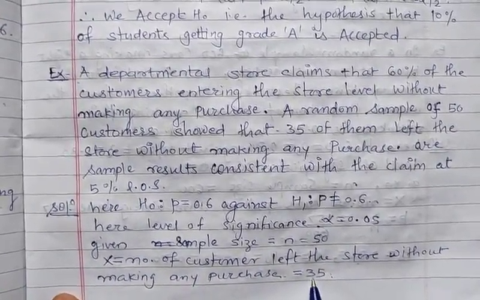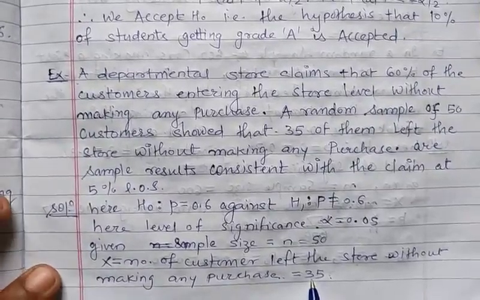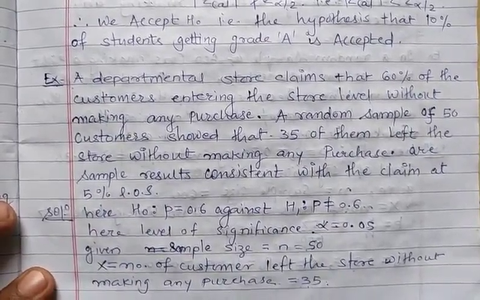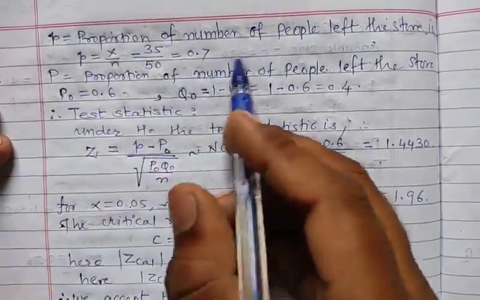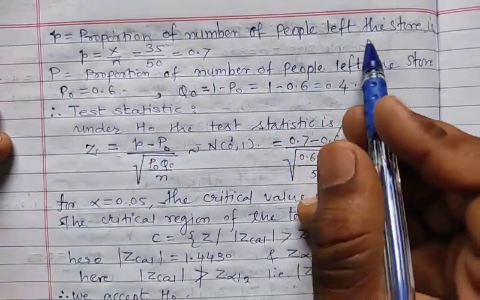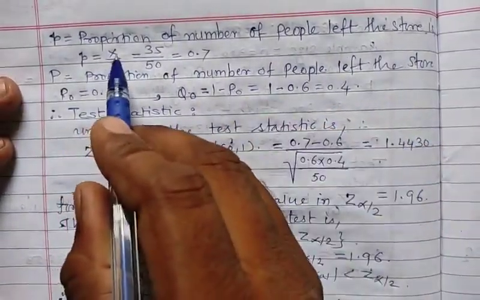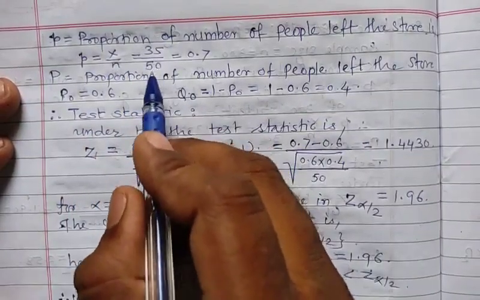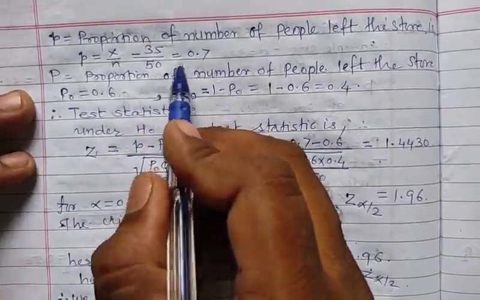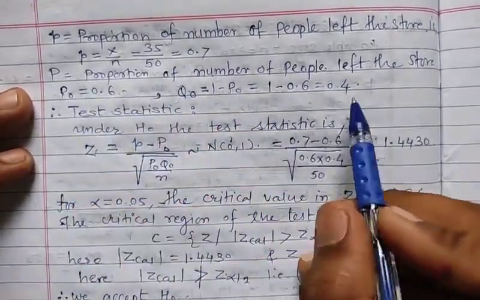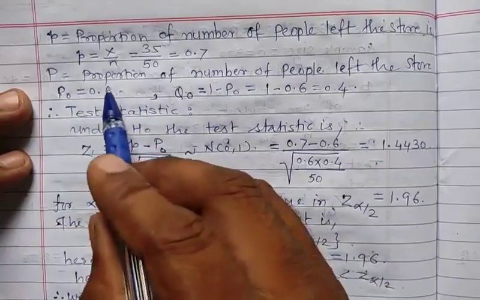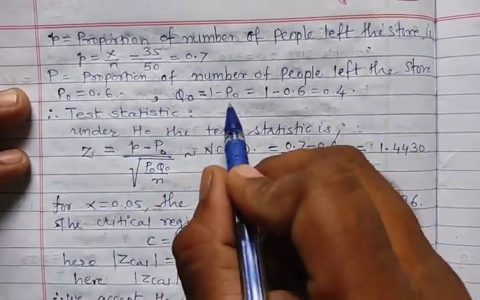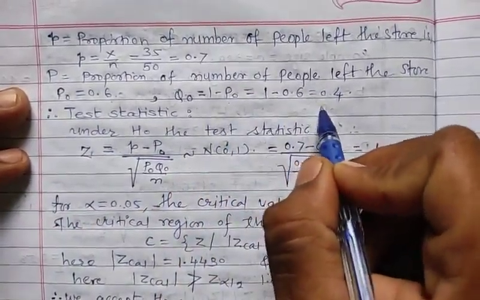Now from that value we calculate small p. Small p is calculated using the formula x by n. So the value of x is 35, n is 50. Small p is the proportion of people who left the store, so small p is x by n, where x is the number of customers who left, 35, upon total customers 50. So we get 0.7. Now p is 60%, so p naught I take as 0.6. From that we calculate q naught, which is 1 minus p naught, and we get 0.4.